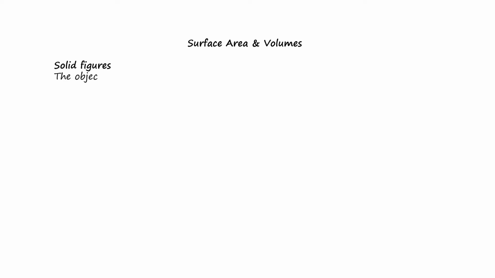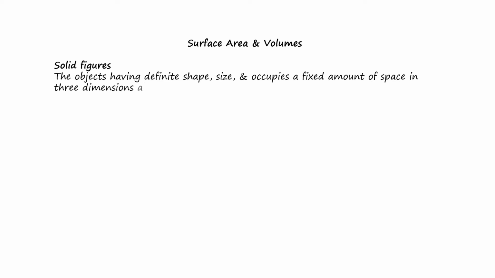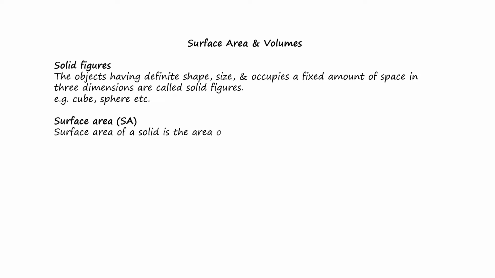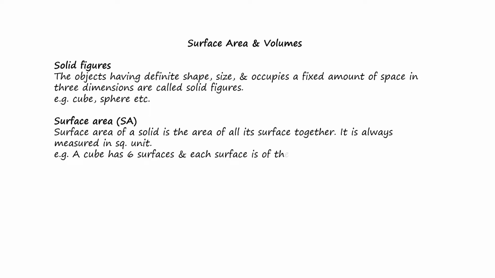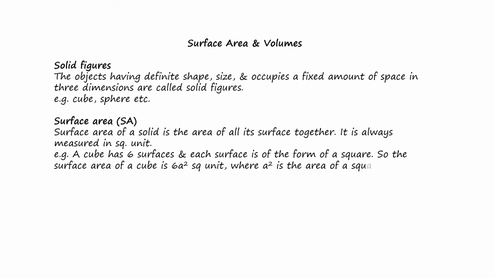Solid figures. The objects having definite shape, size, and occupying a fixed amount of space in 3 dimensions are called solid figures. For example, cubes, spheres, etc. Surface area. Surface area of a solid is the area of all its surfaces together. It is always measured in square unit. For example, a cube has 6 surfaces and each surface is in the form of a square. So the surface area of a cube is 6a² square unit, where a² is the area of a square.